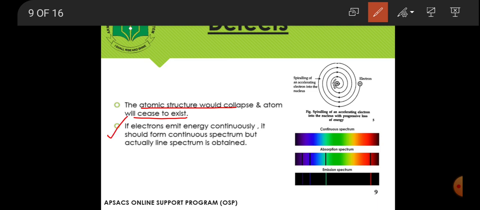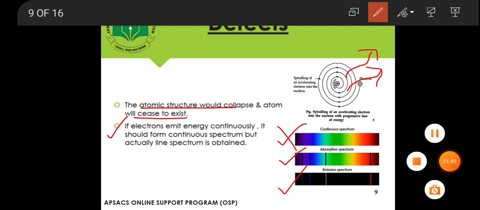The second defect was, if electron emit energy continuously, then a continuous spectrum must be formed, but it was observed that continuous spectrum is not formed, line spectrum is formed. So these were some of the defects of the Rutherford atomic model.